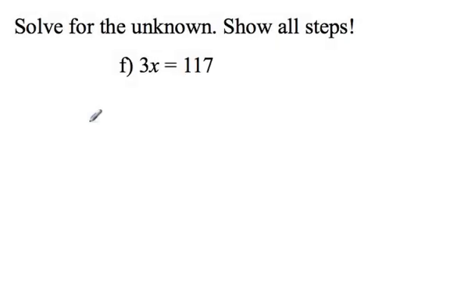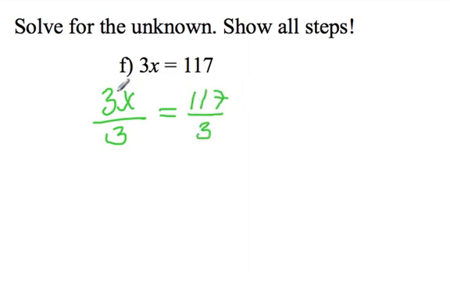Here, x is multiplied by 3. The opposite operation is division, so we will divide both sides by 3. 3x divided by 3 equals 117 divided by 3. 3 divided by 3 is 1, which leaves x on the left side, and 117 divided by 3 is 39.